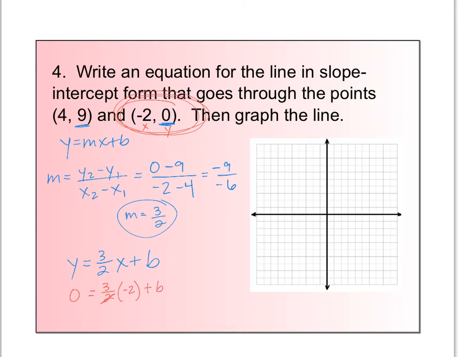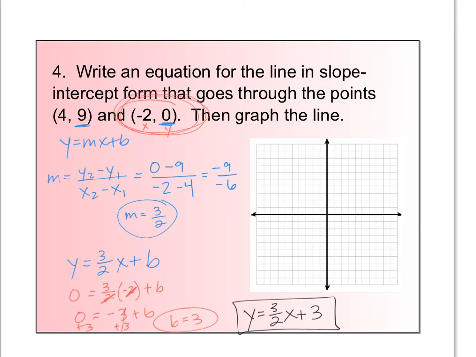Well, the 2's can kind of cancel. So we're going to have 0 equals -3 plus b. We keep that negative with the 3. Add the 3 to the other side, and it turns out b equals 3. We can now write our final answer. We have our slope, we have our y-intercept. So it's y equals 3 over 2x plus 3. And that is the equation of our line in slope-intercept form.